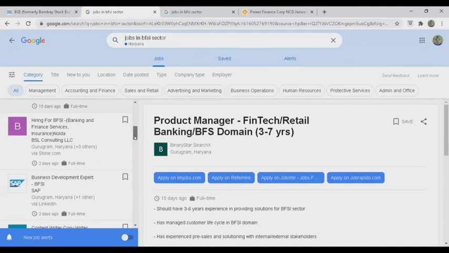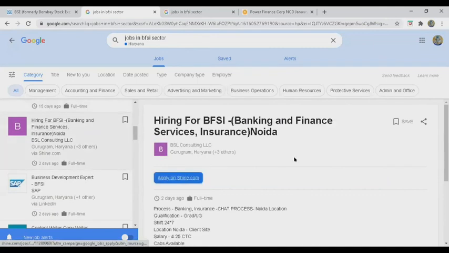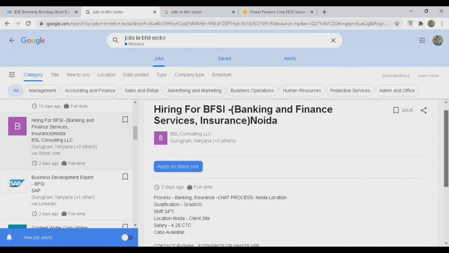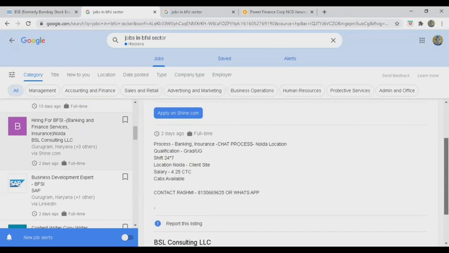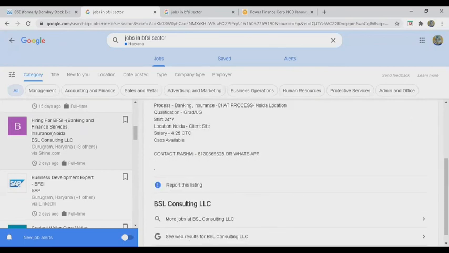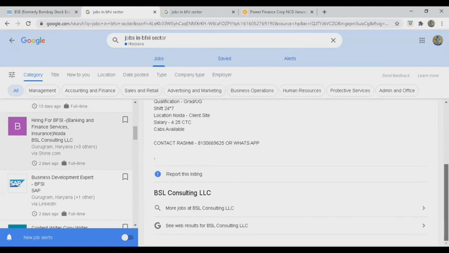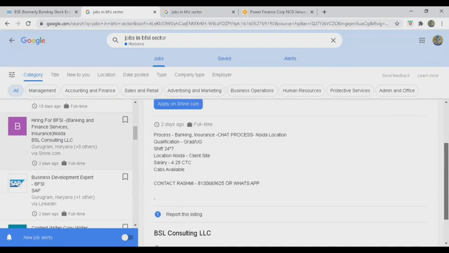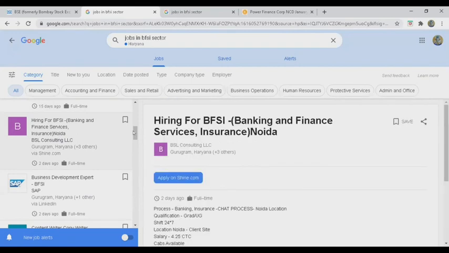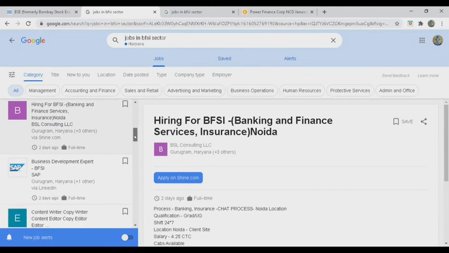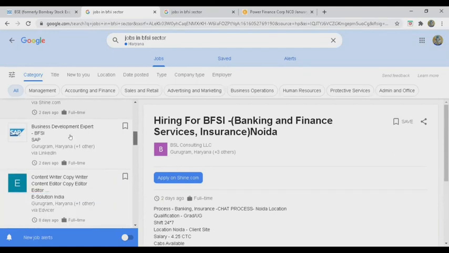Hiring for BFSI, banking and financial services in Noida. Okay, this is another one. Here we see what this one is offering. Processes, banking, insurance, etc. The location is Noida. They're offering a CTC of 4.25 lakh, and of course this is not for very experienced people. It is for beginners. The job profile is not mentioned completely over here. This is business development expert.